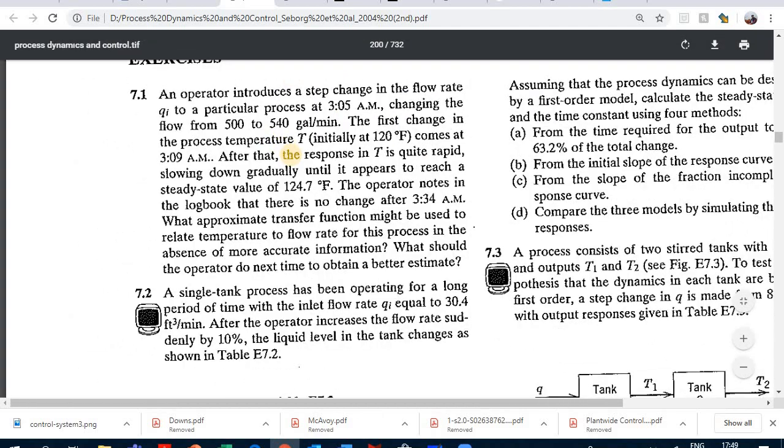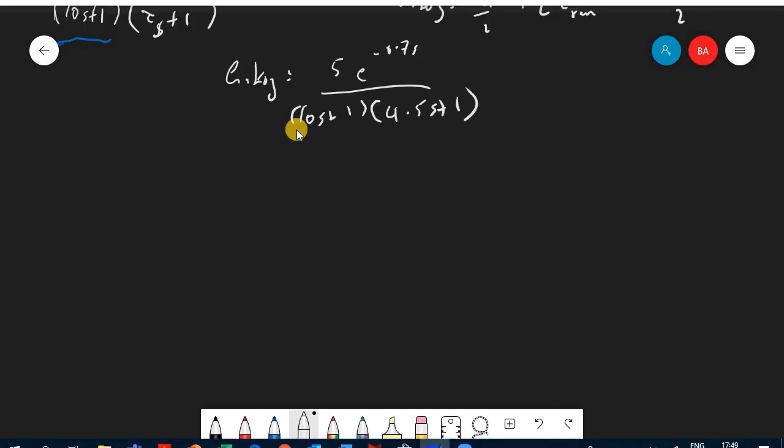So what do you have in 7.1? Okay, 7.1 says: An operator introduces a step change of the flow rate Qi to a particular process at 3:05 a.m. So he changes Qi from 500 to 540 gallons per minute. So let me write this because I don't want to forget. So I have my Qi going from 500 to 540 gallons per minute.